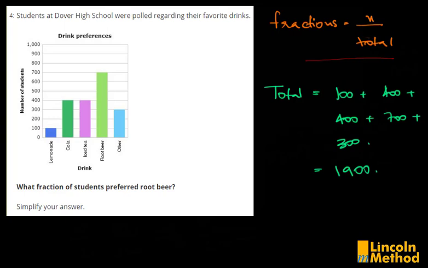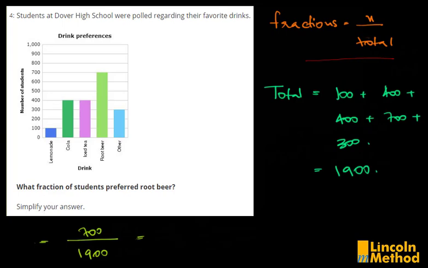We need to find out the fraction of students who preferred root beer. So the number of students who prefer root beer is 700. Now in order to create a fraction out of this, what we need is the number of students who prefer root beer and the total number of students. The total number of students goes in the denominator, which is 1900, and the numerator is the number of students who prefer root beer, which happens to be 700.